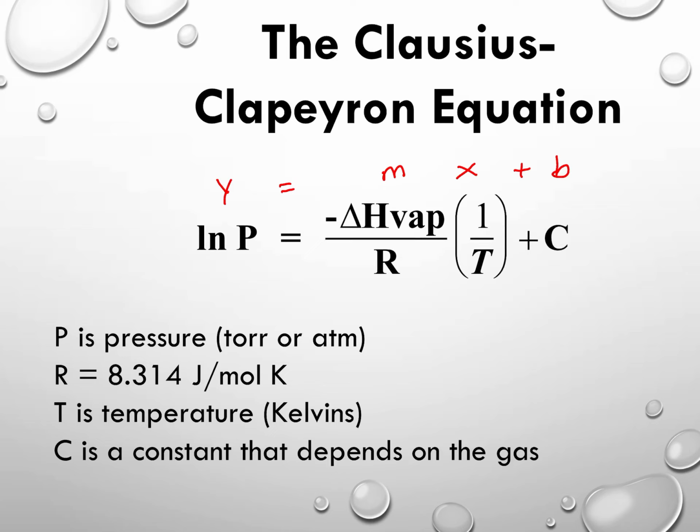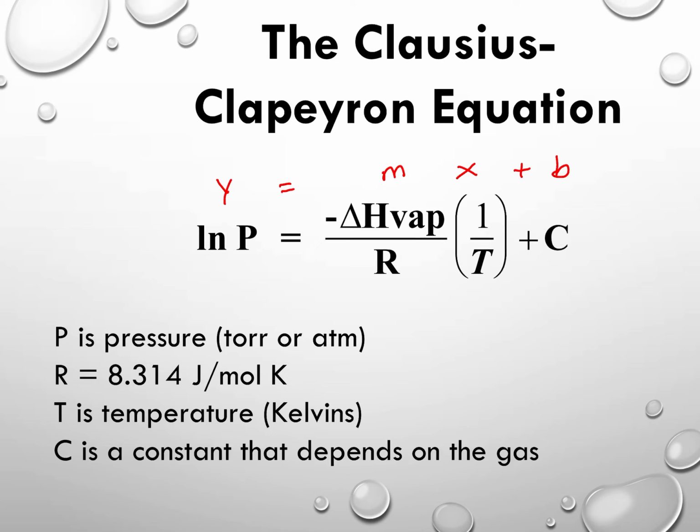P is going to be pressure. You can use this in torr, which is the same as millimeters of mercury, right? Or atmospheres. Doesn't matter. You could also use kilopascals. It doesn't matter which of these you use, because we are not going to use this particular version of this equation, and our units for our pressure are actually going to cancel out. So it doesn't matter which units you use, just as long as they match, as long as you are consistent.